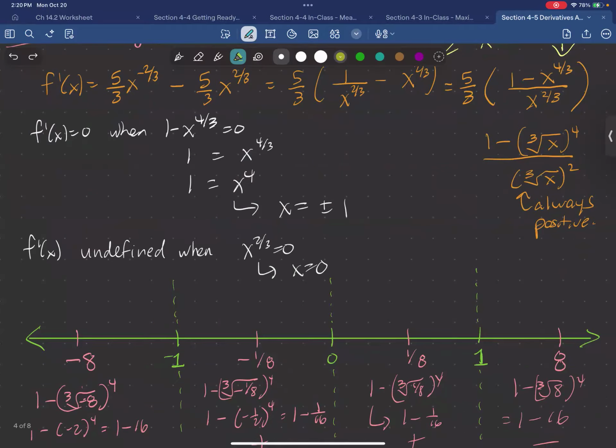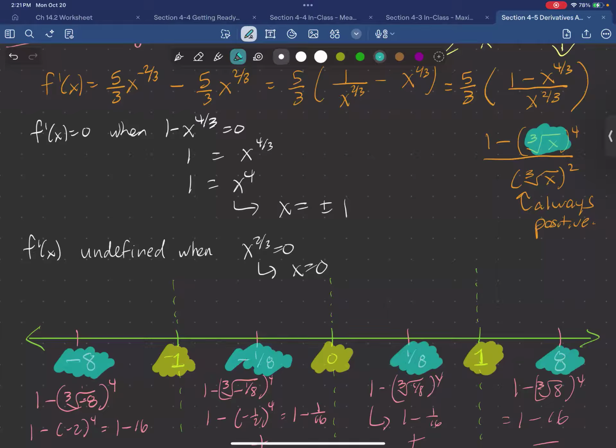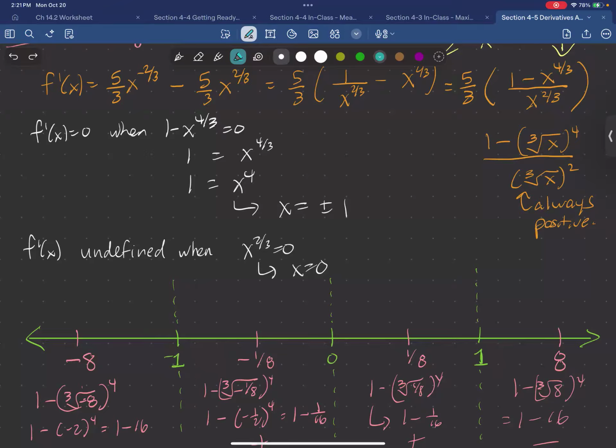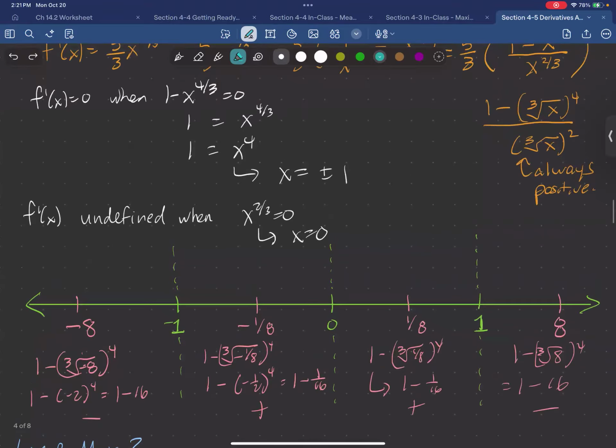I use things that I could take a cube root of easily. You'll notice I have my critical values of -1, 0, and 1 here. But because I have a cube root, I use values I know the cube root for. Cube root of 8 is 2. That makes this all a little bit easier if I keep that in mind. So on this one, the bottom's always positive. I just need to know the sign of the top. So that's what I'm doing here. I'm looking for the sign of the top.